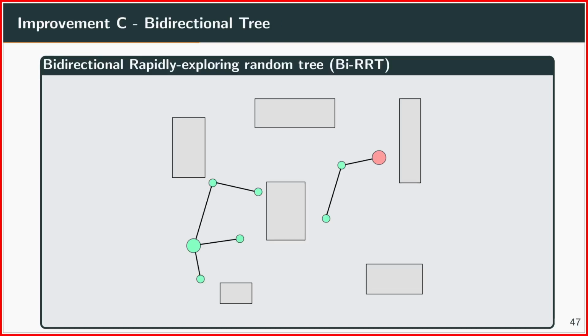Okay, and if you take this idea to the extreme, then of course, it would make sense to also start growing a tree from your goal region. So this is what a bidirectional RRT would do. You start here again, and in each iteration, you choose one of your trees, either randomly or you just alternate them. In this way, you grow 2 trees here. And then in every iteration, or every couple of iterations, you check if the trees can be connected to each other.